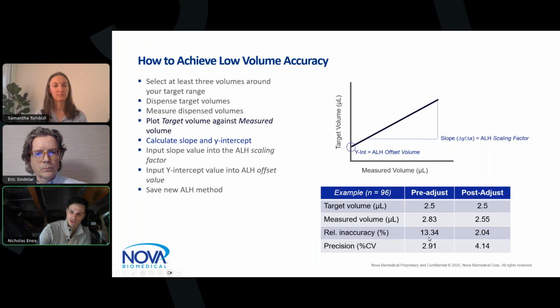Before we used the MVS, the relative inaccuracy was around 13%. After the MVS and making an adjustment to the slope and offset, we were able to get it to around 2%, which is super big because that 13% was causing a lot of false positives within their assays. So this highlights another example of what Eric and Samantha covered a little bit earlier.